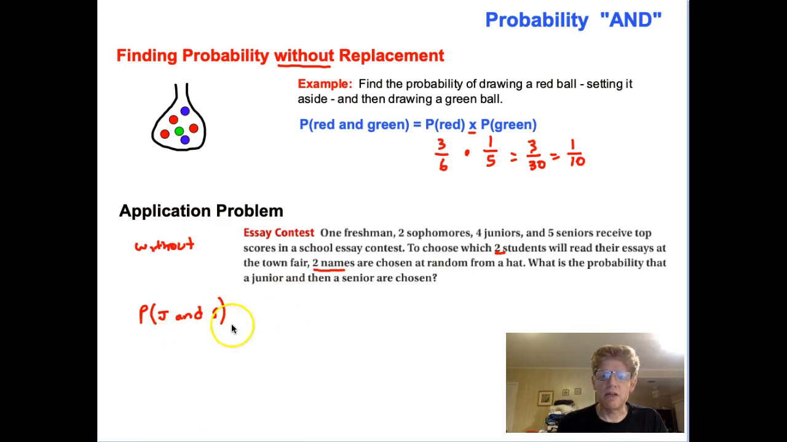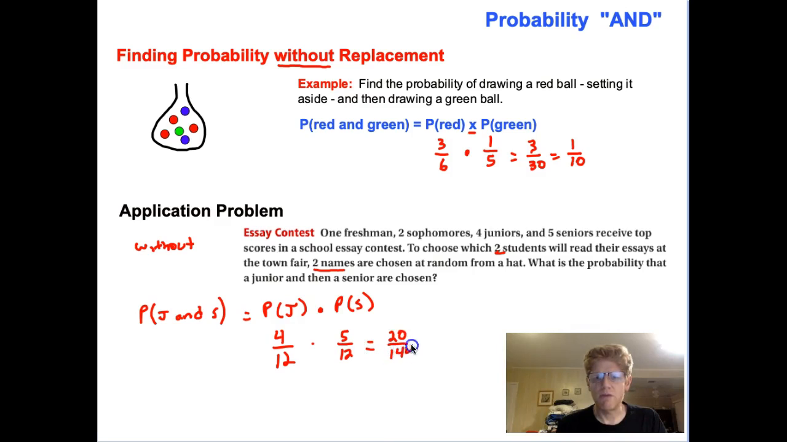So what's the probability of getting a junior, right? So the probability of getting a junior is 4 juniors out of 1, 2, 3, 4, 5, 6, 7, 8, 9, 10, 11, 12. 4 out of 12. Times, since this is "and," right, the probability of getting a senior. The probability of getting a senior is 5 out of 12. And then to find our probability, we just multiply those together. 20 over 144. And then we'll need to simplify. And when we simplify, we're going to get 5/36. And that is our probability of getting a junior and a senior to read their essays.